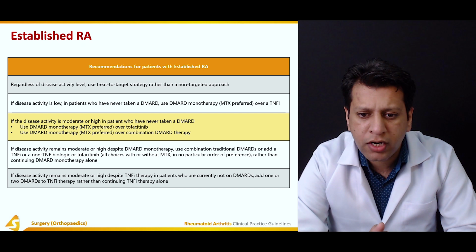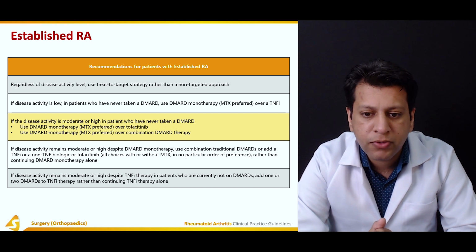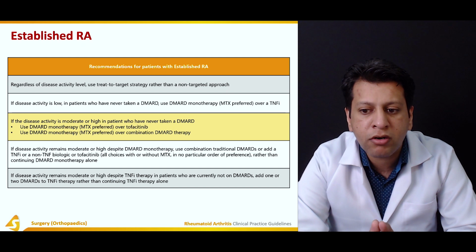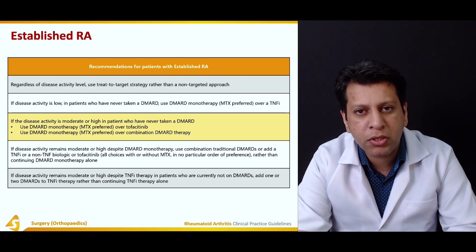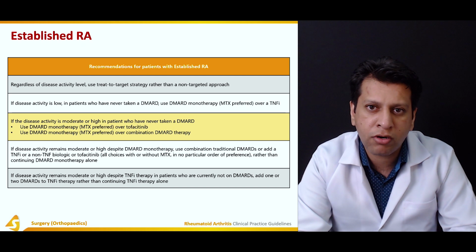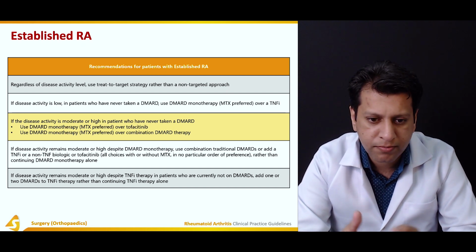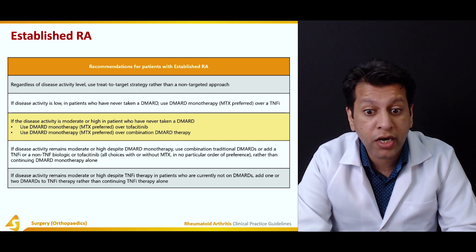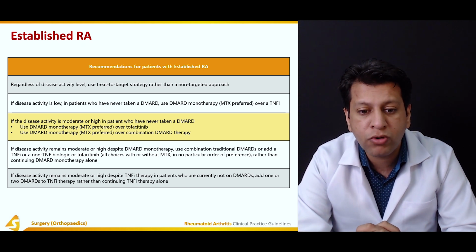If disease activity remains moderate or high despite DMARD monotherapy, use combination traditional DMARDs, or add a TNF inhibitor or non-TNF biologic or tofacitinib, all choices with or without methotrexate, in no particular order of preference, rather than continuing DMARD monotherapy alone. The important point is you cannot leave out methotrexate or DMARDs. You have to add DMARD and then add either TNF inhibitors or non-TNF or tofacitinib, but cannot start with TNF and tofacitinib straight away without adding DMARDs. If the disease activity remains moderate or high despite TNF inhibition therapy in patients who are currently not on DMARDs, add 1 or 2 DMARDs to TNF inhibitor therapy rather than continuing TNF inhibitor therapy alone.